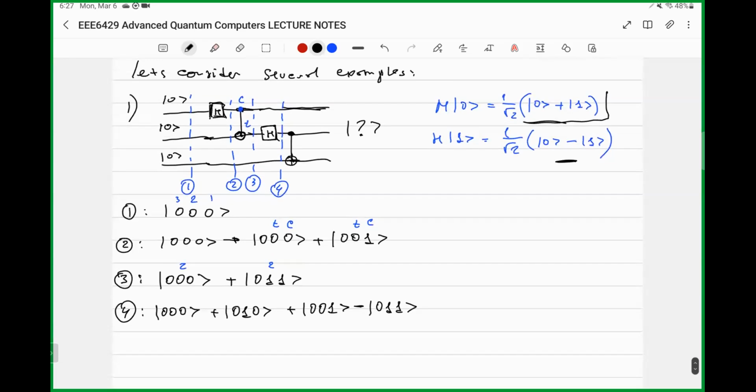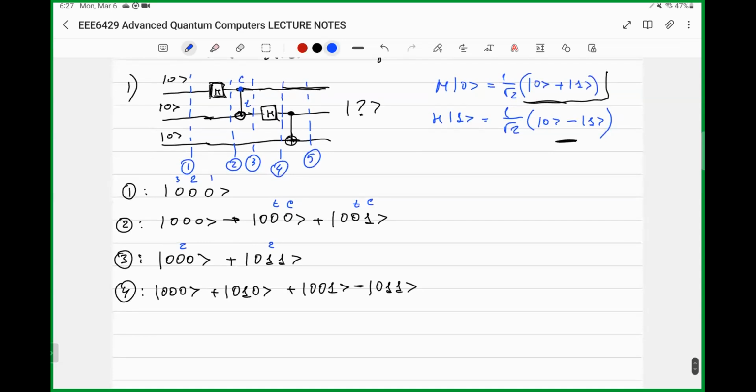Sorry, the first one is here. The second one is, oops, I forgot to, let me see. Oh no, this is the state 2. This is the state 3. This is the state 4, right? And then finally state 5, which is the result of application of CNOT gate with control connected to the second and target connected to the third.